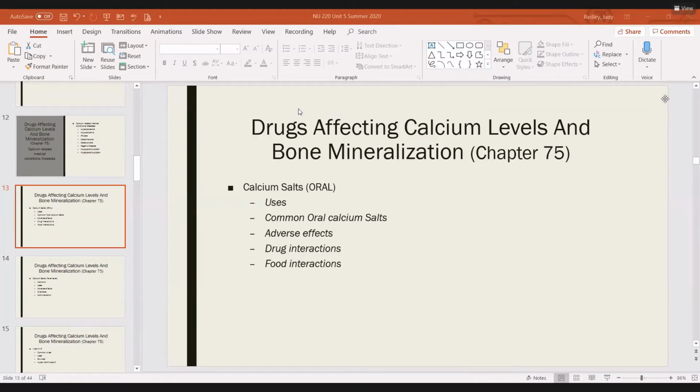When you look at your loop diuretics, they actually can cause hypocalcemia, so it might make their hypocalcemia worse, versus your thiazide diuretic actually can cause hypercalcemia.